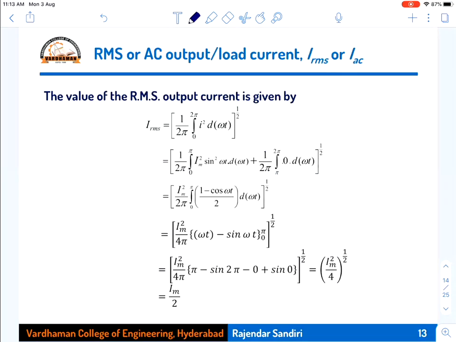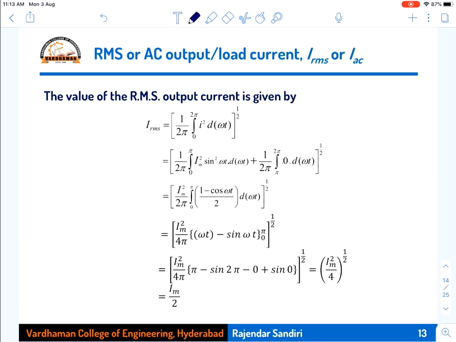Next, the third parameter: the value of the RMS output current. RMS means root mean square, so the root mean square of the current. Root is nothing but the whole power of 1 by 2. We have to take the mean square. Mean square means the average value of the current squared.